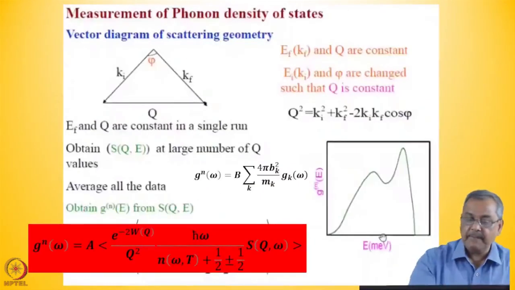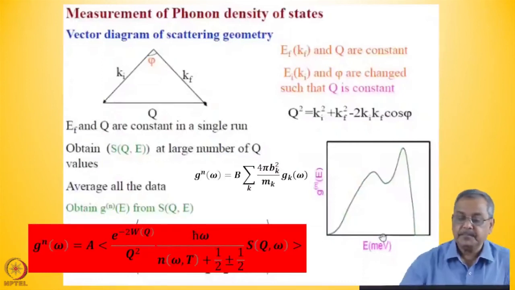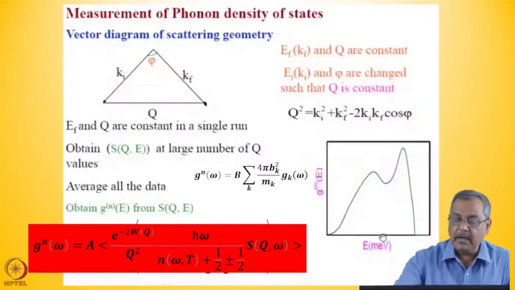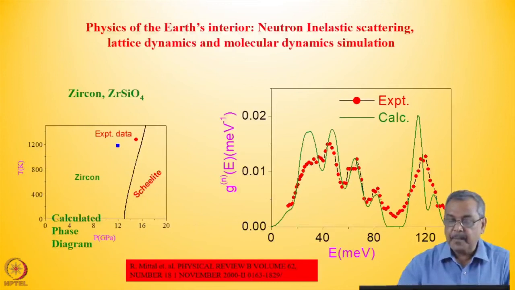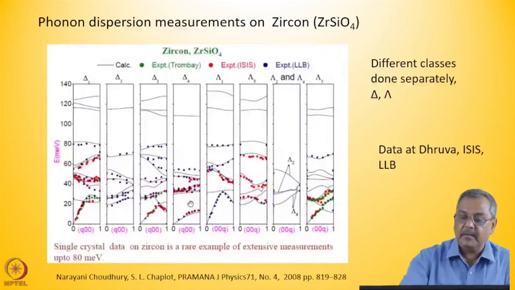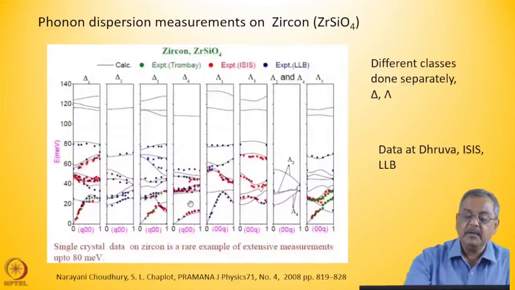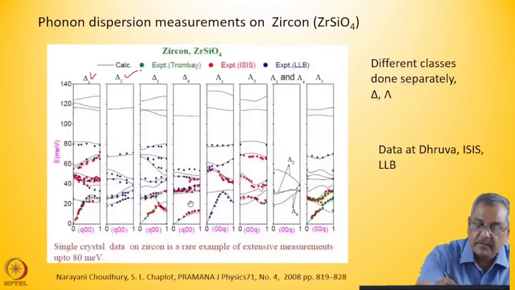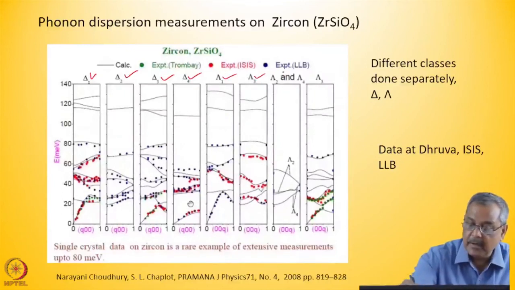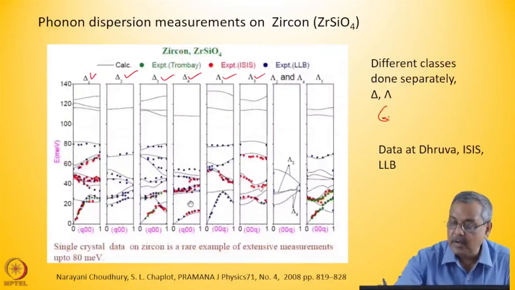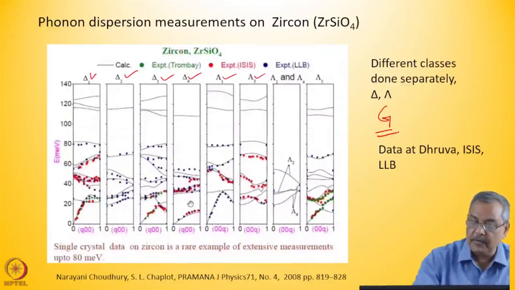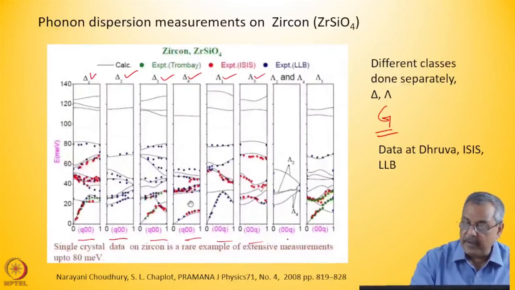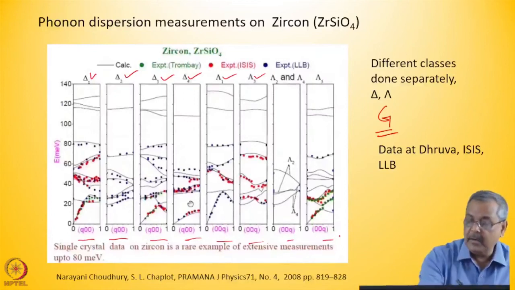So how does it look? Well, this is what the experiment is, and I have shown you how the data will look. Let me just show some data. Earlier I had shown you this measurement. This is on zircon. You can see this involved group theoretical calculations to find out which class will be measured in an experiment, and the corresponding G values I listed out earlier for all these measurements. Though it is the phonon in the Q00 direction, various branches were measured in different experiments.